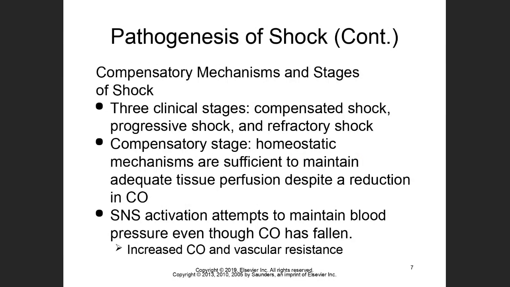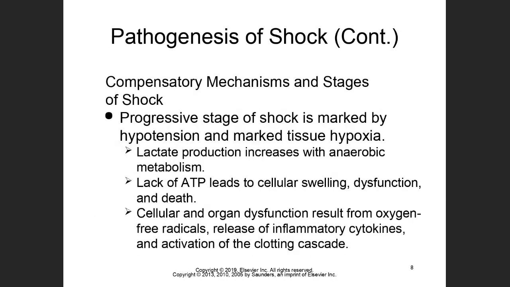Compensatory mechanism, stages of shock, 3 clinical stages: compensated shock, progressive shock, and refractory shock. In the compensatory stage, homeostatic mechanisms are sufficient to maintain adequate tissue perfusion despite a reduction in cardiac output. Sympathetic nervous system activation attempts to maintain blood pressure, of course. You try to make vasoconstriction to increase the blood pressure. We keep going with compensatory mechanisms.